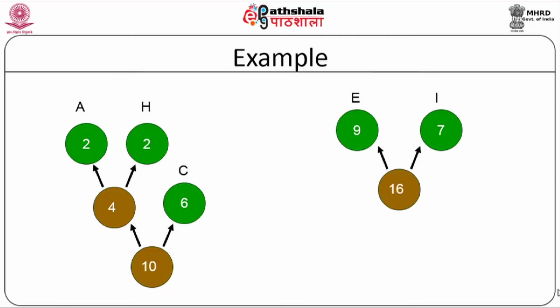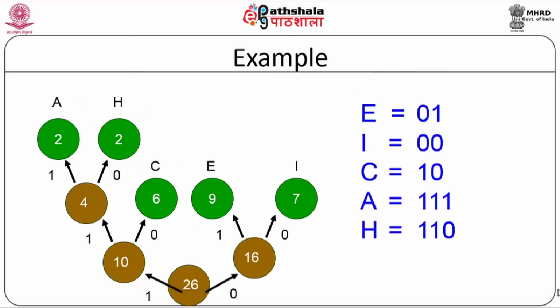So, the best possibility is 9, 7. So, it is 16. So, when I combine that I am getting 26. So, as I said earlier, this is called an encoding tree, where you can see that every external node that is given in green color is representing the symbol, and the binary code of every symbol is obtained by tracing the path from the root to that particular external node.